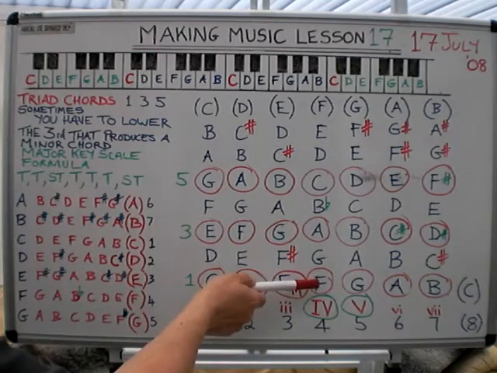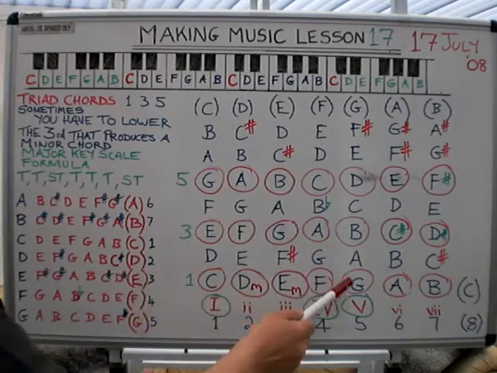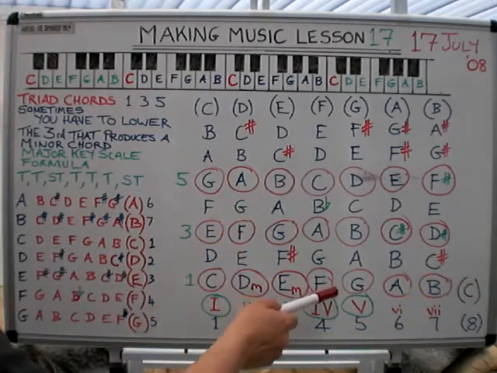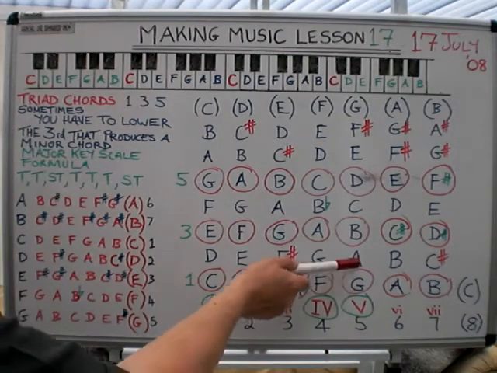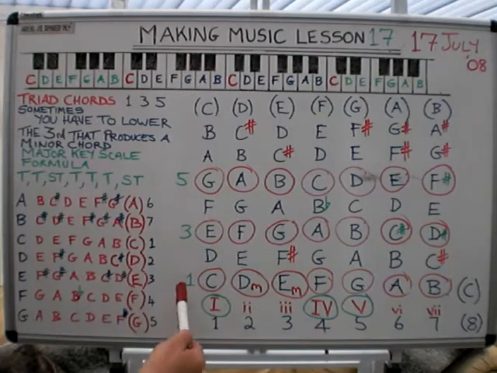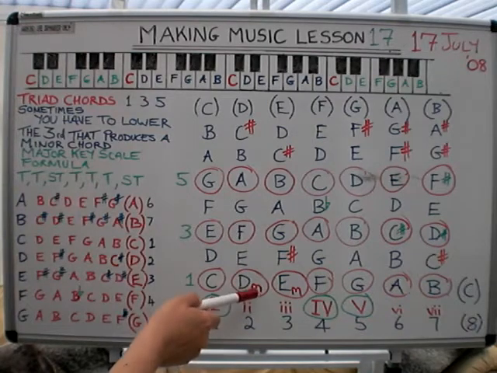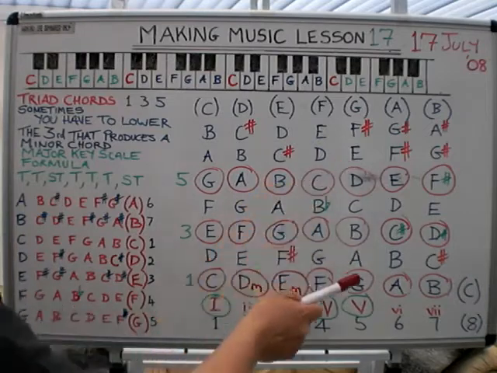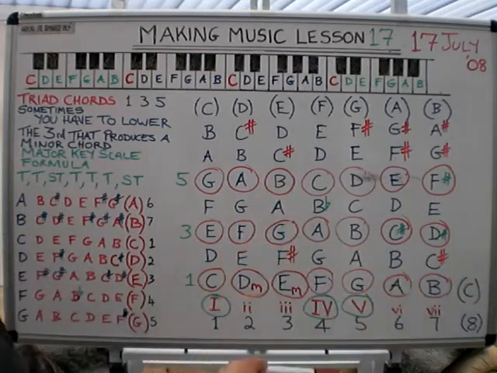This F was okay, F, A, C, F, A, C, that was okay, we didn't make any changes. Let's look at the G, G, B, D, G, B, D, ignore the minor mark there. So G, B, D was okay, it's exactly the same, no changes made there.